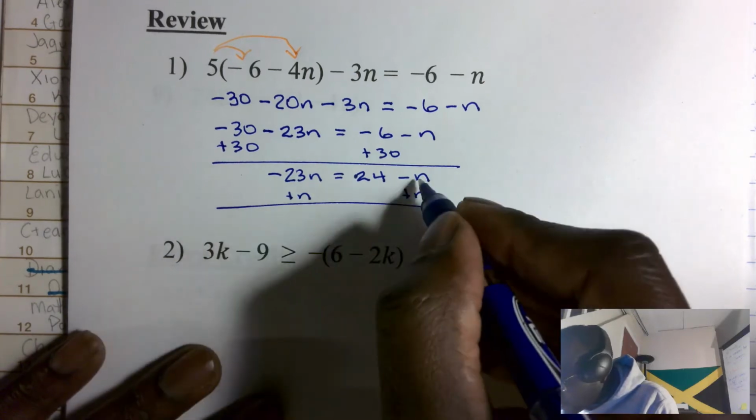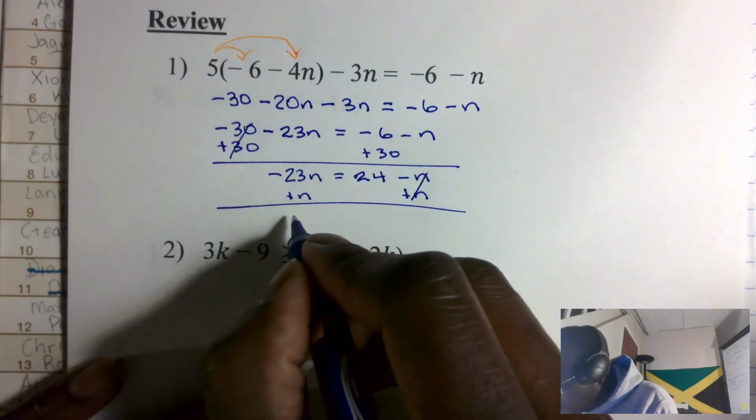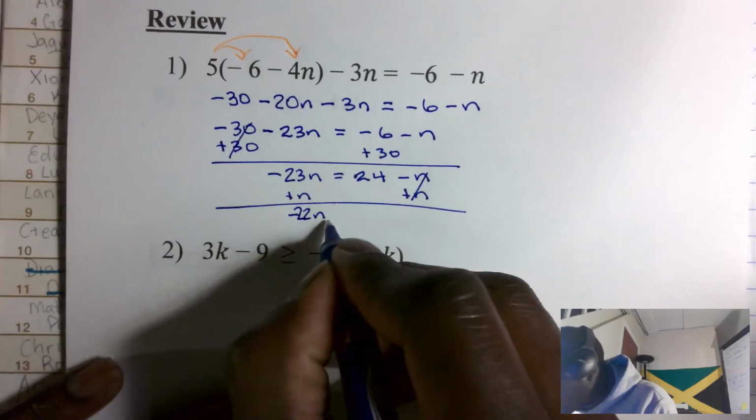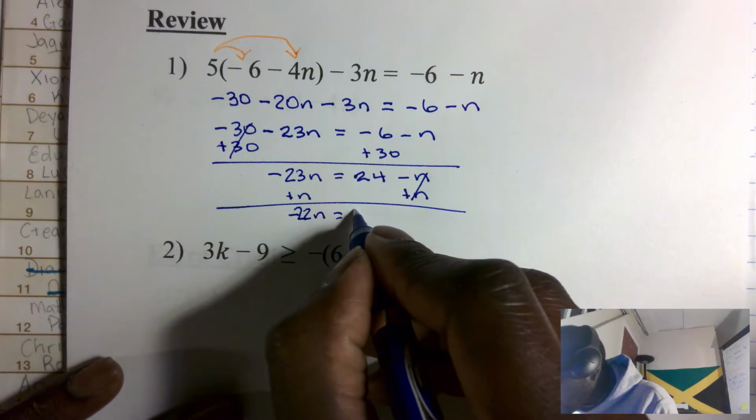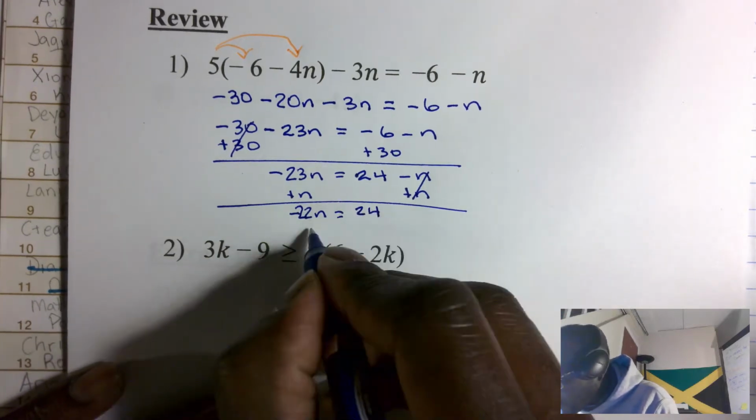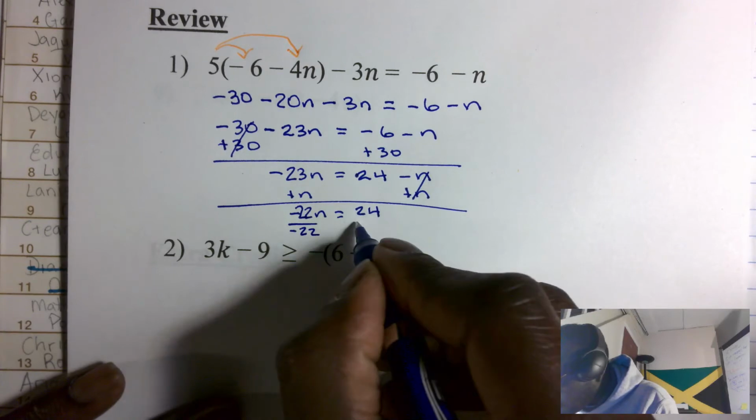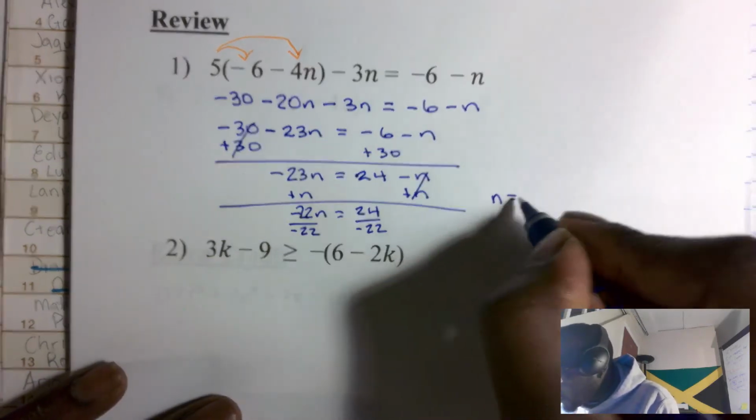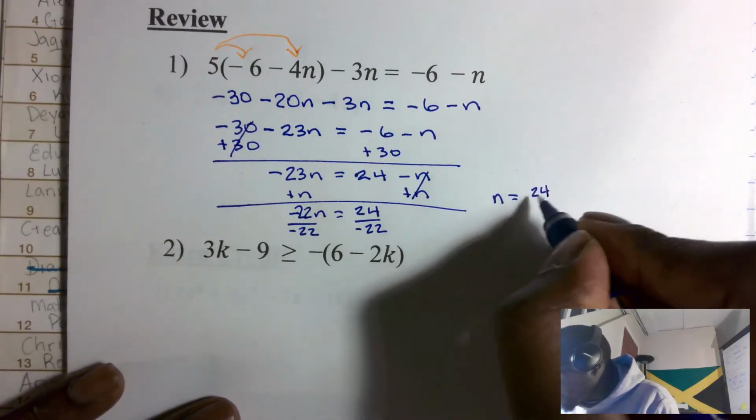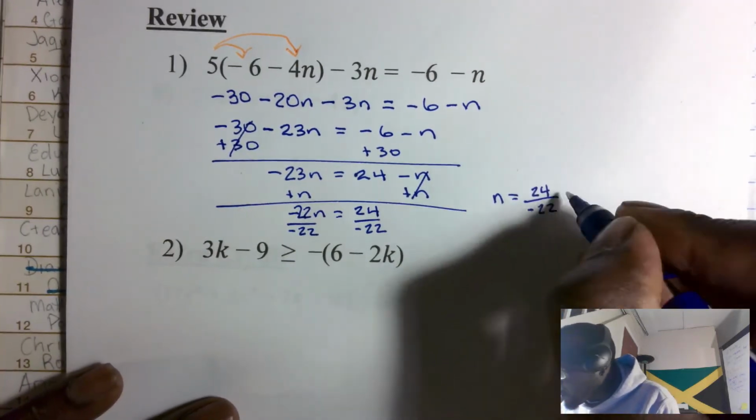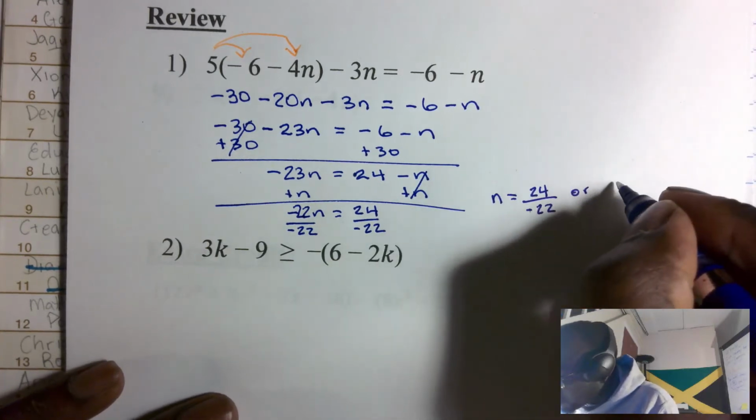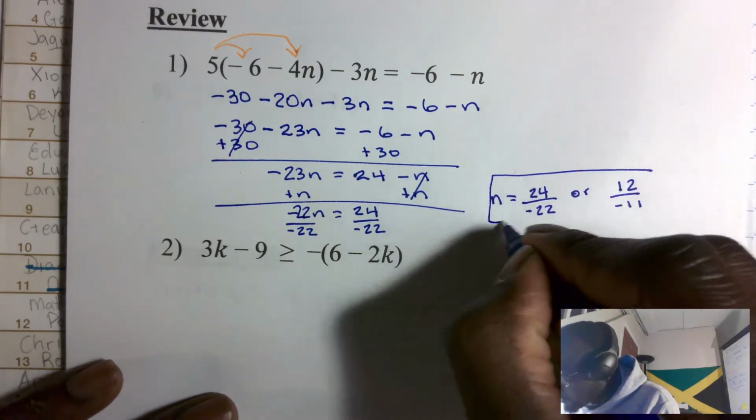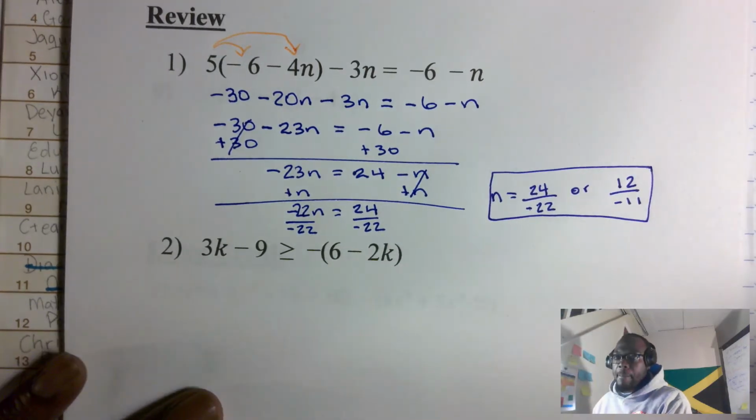So when I do this, it cancels. So I have minus 22n is equals to 24. How do I get n? I divide by negative 22 on both sides. So from there, n is equals to 24 over minus 22, or when I simplify this, it's going to give me 12 over negative 11. That's my answer right there.